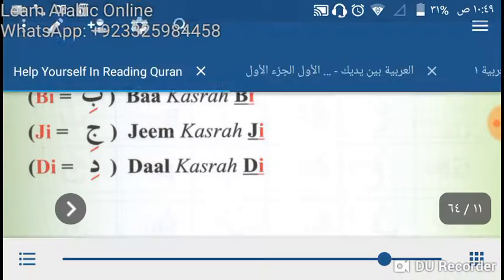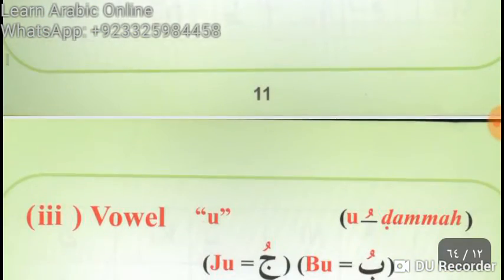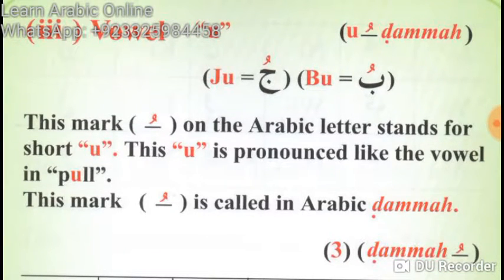Now we will proceed to the next short vowel, which is called dhamma. The next short vowel is dhamma and it is written on the next page. Start reading it.